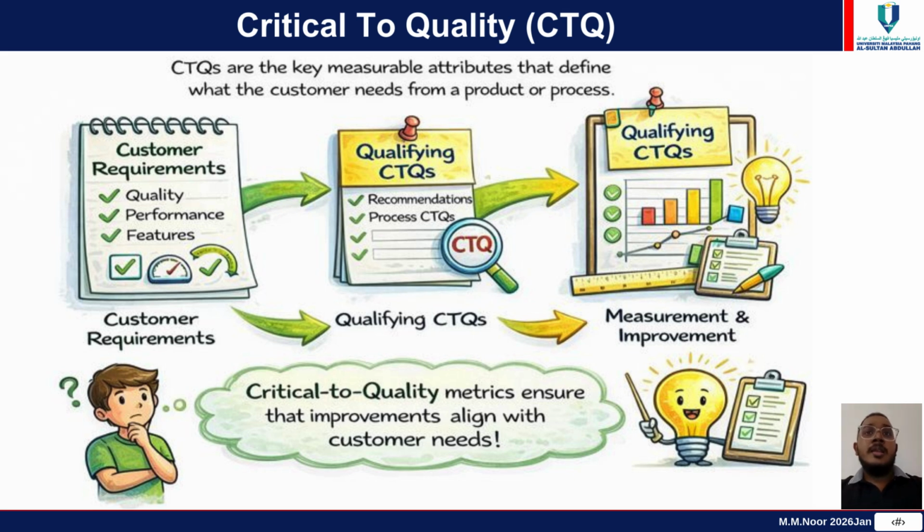Then, critical to quality, CTQ. CTQs translate customers' needs into measurable performance characteristics. They help teams focus on what is truly important to customers. CTQs guide measurement, analysis, and improvement activities throughout the DMAIC process.